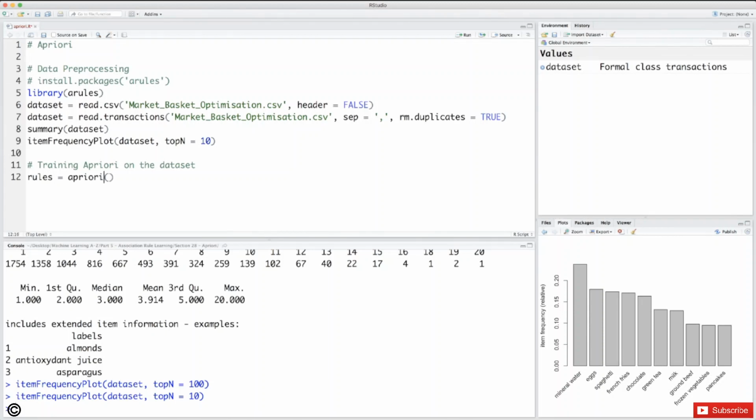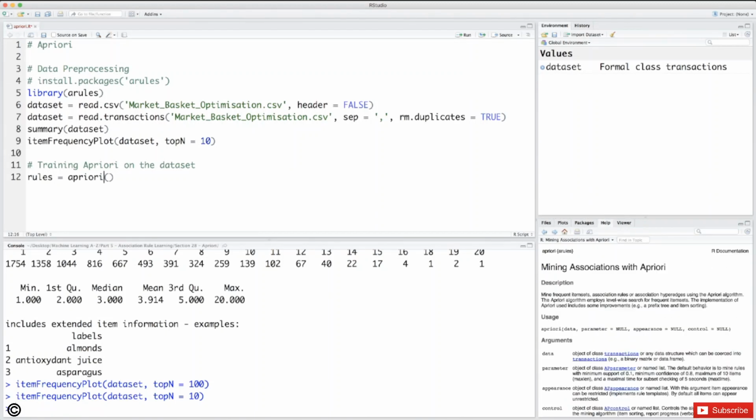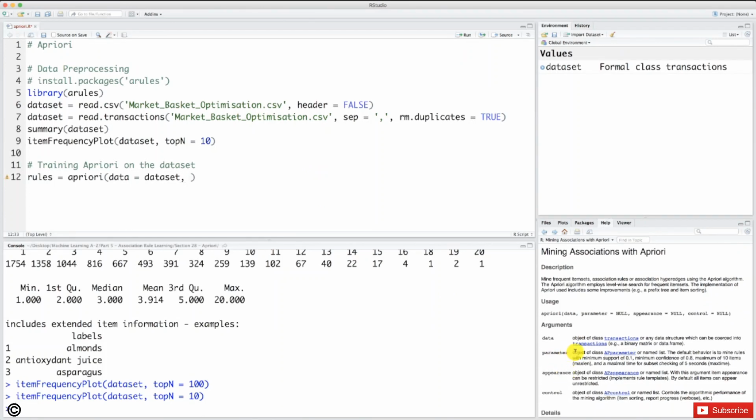So let's have a look at these arguments. I'm going to press F1 here. And here I have some info about the apriori function. So as you can see, the first argument is data. So let's input it now. That's the easiest argument to input. So data equals dataset, and then comma, and then the second argument. So the second argument is parameter. And as it's written here, the parameter is an object of class APparameter. And so this object will contain the minimum support that we will set ourselves and a minimum confidence.